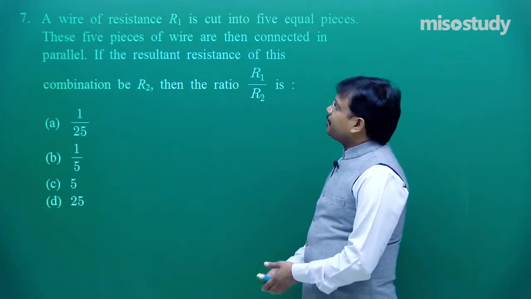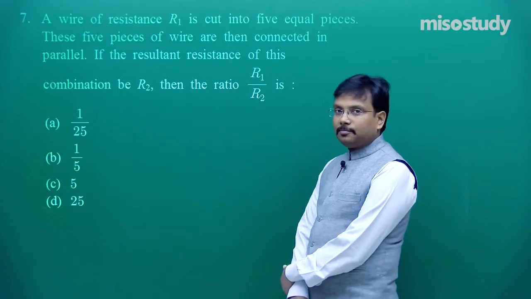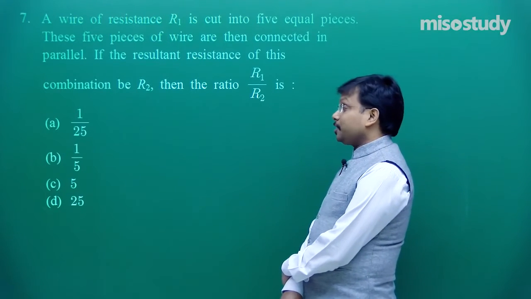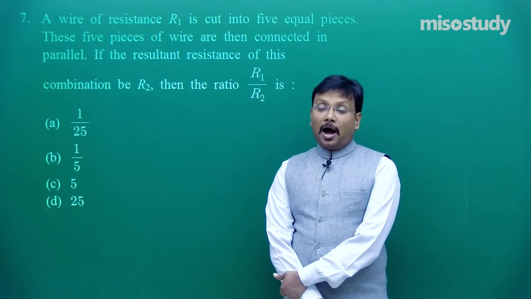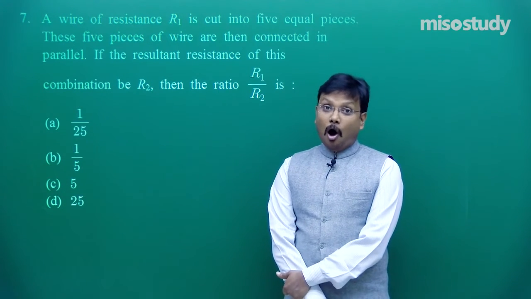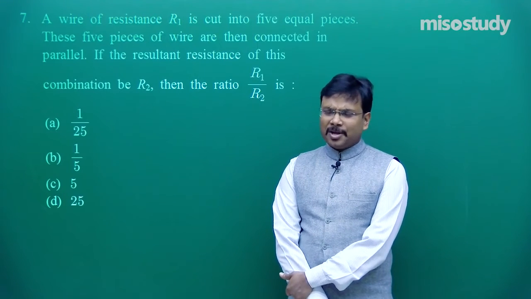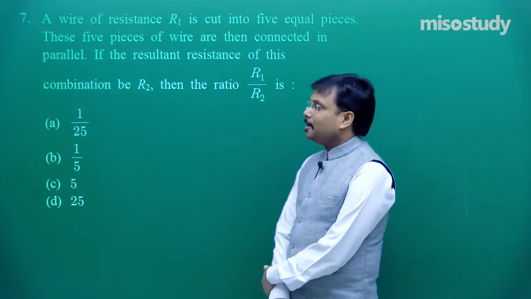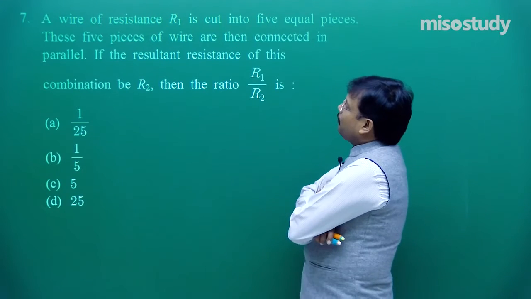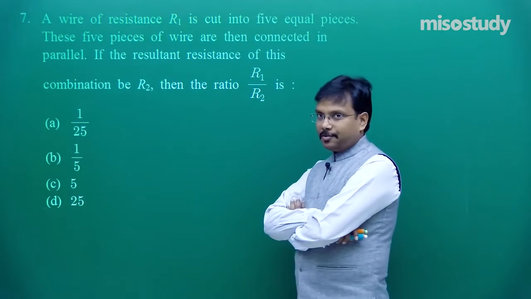A wire of resistance R1 is cut into 5 equal pieces. Now, this question, initially I thought I should put it in the higher order thinking skills category, HOTS, but then I realized my students are brilliant enough. So, there is no point in putting this simple question in the HOTS category. Let us try to understand. A wire of resistance R1 is cut into 5 equal pieces.